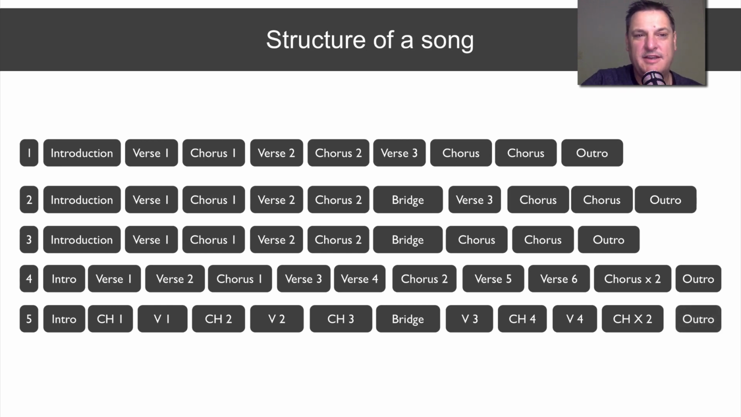So in all of those examples, and we've got 1, 2, 3, 4, 5 examples there, they are the most common, most typical structures of a song, of how the verses and the choruses all work together.